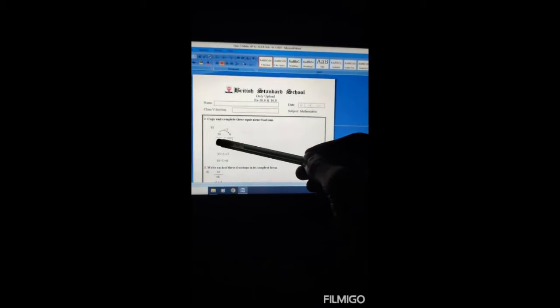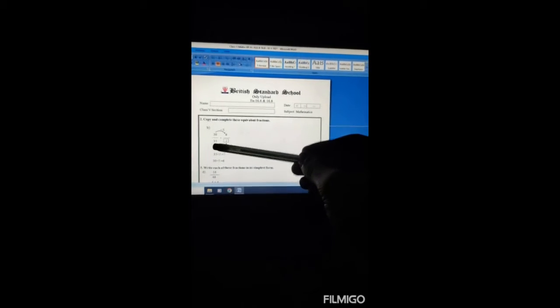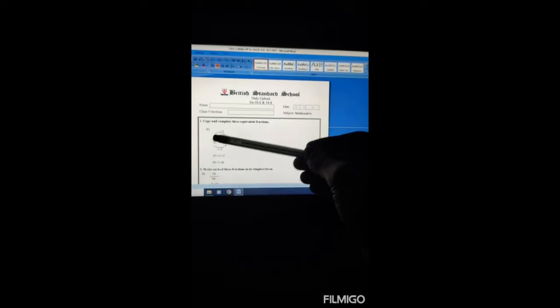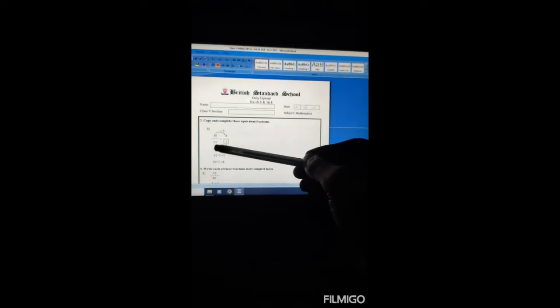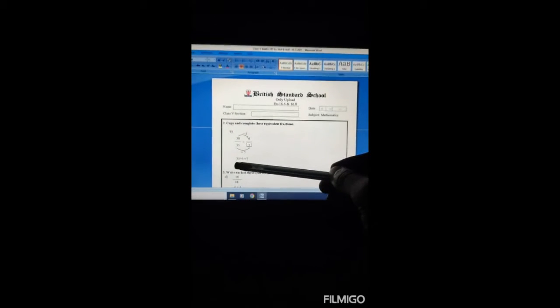Exercise 16.6, copy and complete the equivalent fraction, number B. 30 by 35, both can be divided by 5. So 30 divided by 5, the answer is 6. 35 divided by 5, the answer is 7.